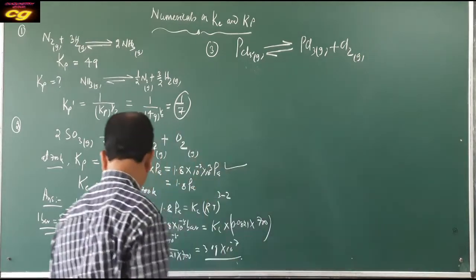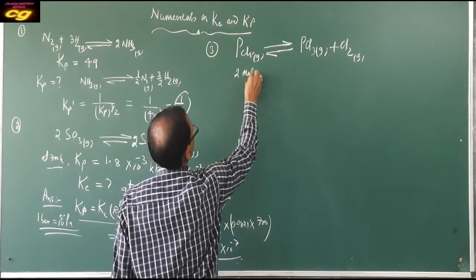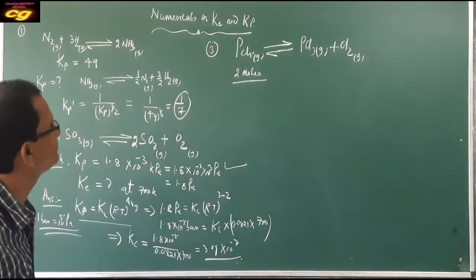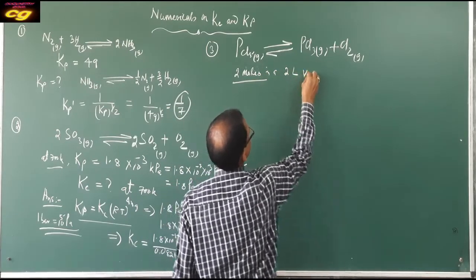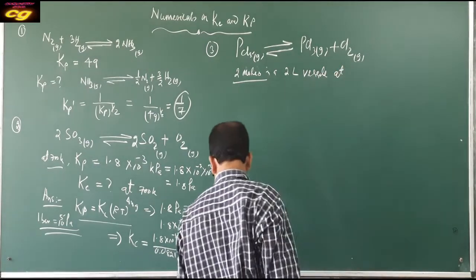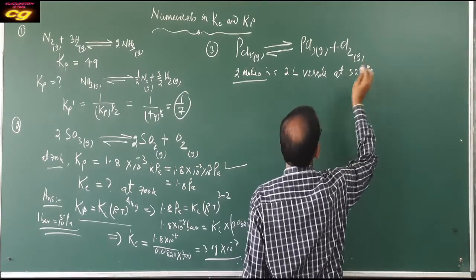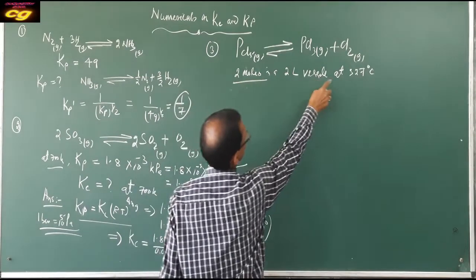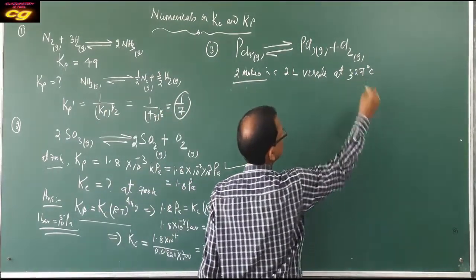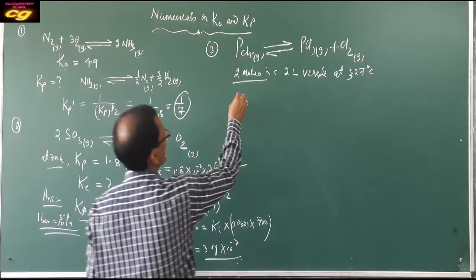But what is the question? Here 2 moles of PCl5 is taken in a 2 liter vessel. At how much temperature? 327 degrees Celsius. This is given. 2 moles of PCl5 in a 2 liter vessel at 327 degrees Celsius. But the question is, what is the value of Kc?